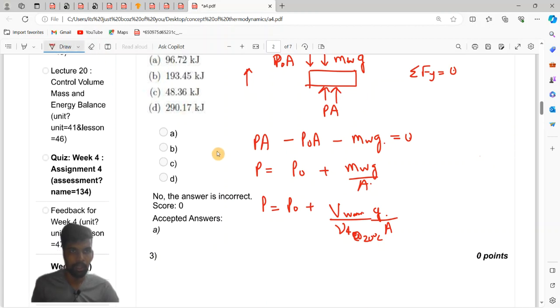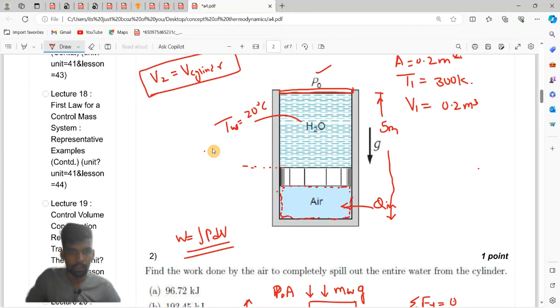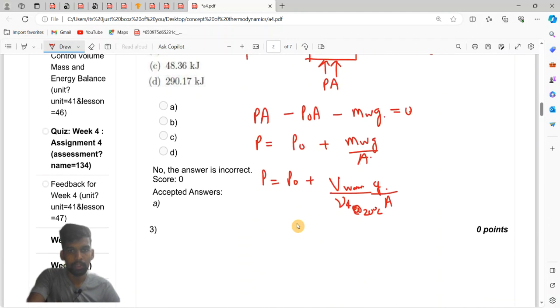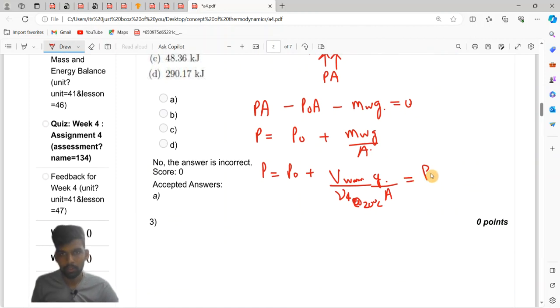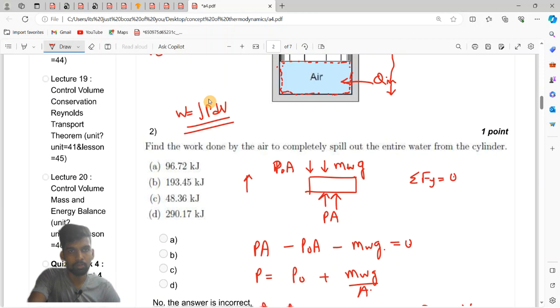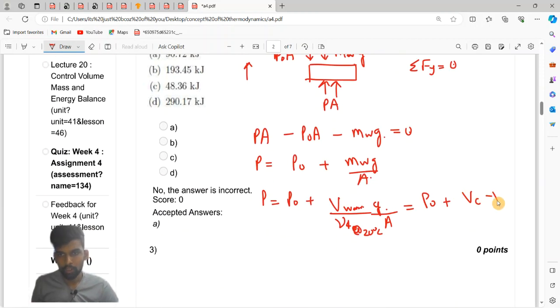One more thing, from the diagram we can see that the volume of the cylinder is equal to the volume of water plus the volume of air. We are denoting the volume of air by simple V. So from here we can write it is P naught plus the volume of water, which is nothing but the volume of the cylinder minus the volume of air, times g into the specific volume at 20 degrees Celsius, times A. So we have an equation with us.